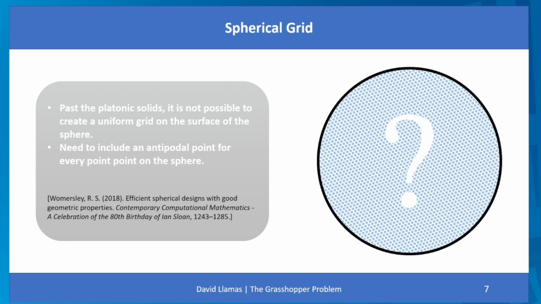So we want to choose some properties that our tiling will have. We want to make sure that it has the antipodal condition, which is the entire point of the problem, as well as we want each point on the sphere to have approximately the same area.